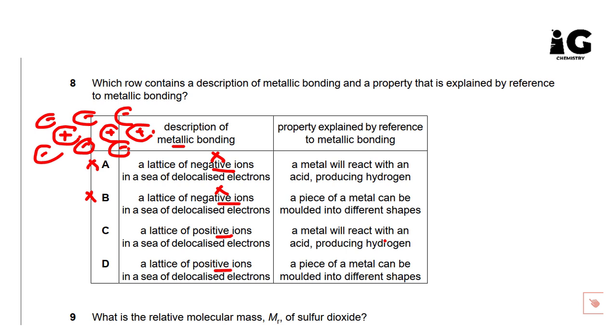A metal will react with an acid producing hydrogen. Actually, this is correct, but this is not related to the metallic bonding property. This is something related to the metal itself, the chemical reactivity, not a metallic bond. The second one, a piece of metal can be molded into different shapes. This is true, and this is because of the metallic bonding. We studied this, that with metallic bonding, metals are malleable, so you can bend the metal. So actually, this option is correct. So here the correct answer is D.